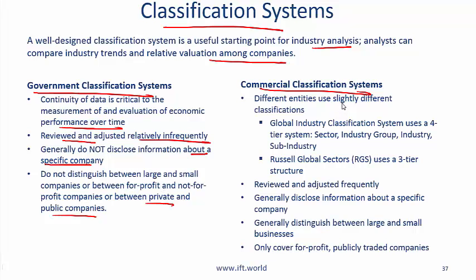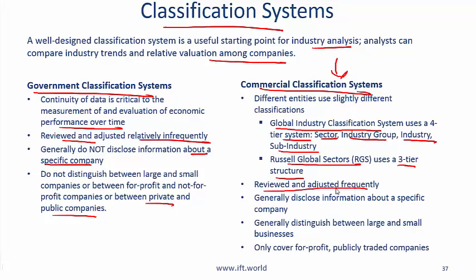Commercial classification systems are somewhat different. There are several different entities that publish commercial classification systems, and very often analysts look at the commercial classification systems. One of the most popular ones is GICS. This uses a 4-tier system. So at the highest level we have a sector. Within each sector you might have one or more industry groups. Within each industry group you might have one or more industries, and then within each industry you might have one or more sub-industries. Russell Global Sectors is another system. This uses a 3-tier structure.